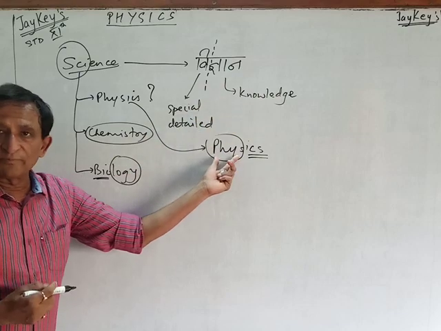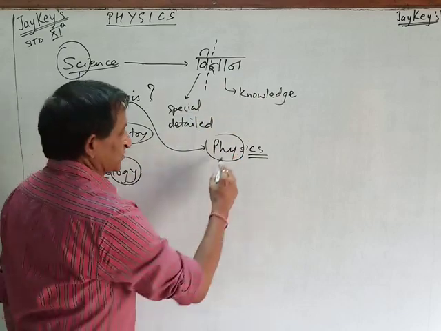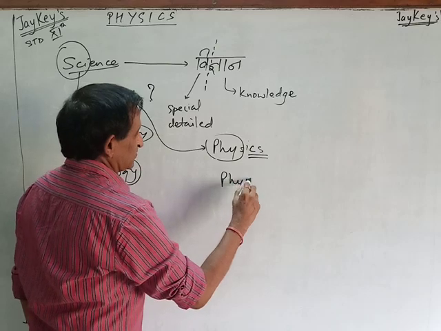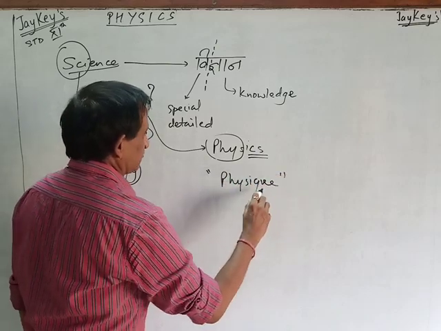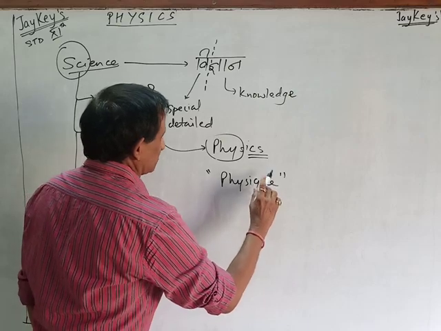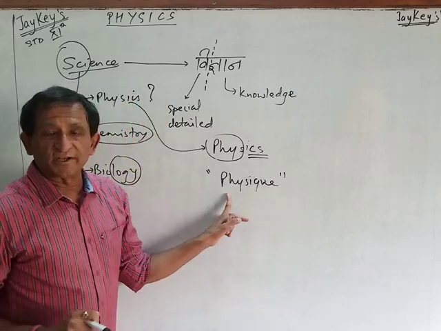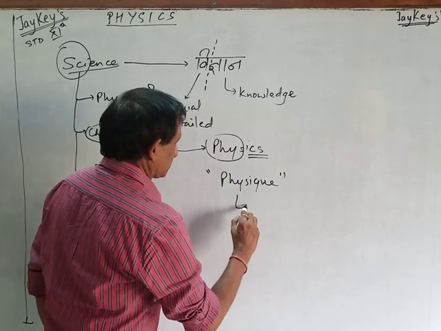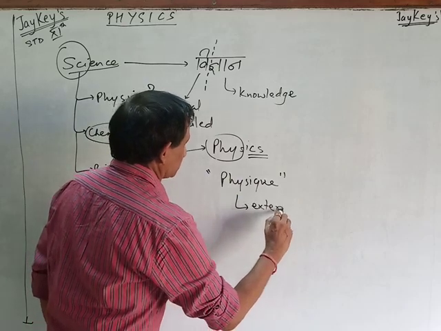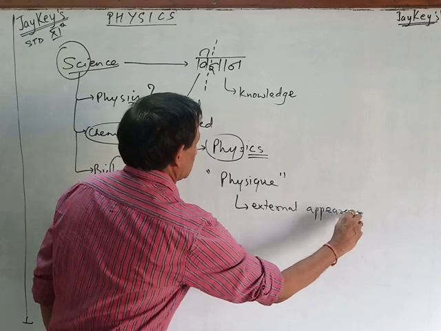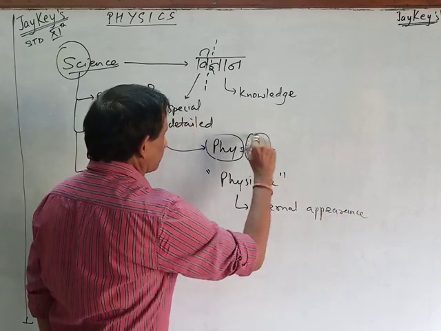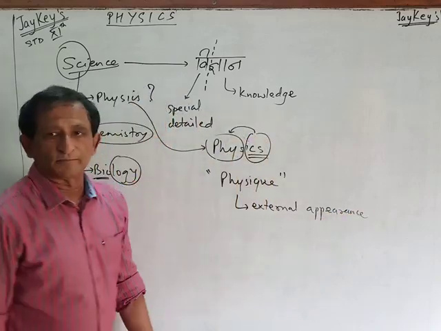What is before it? Now, the word physics is taken from the word physique. A very common word for us, physique. What does physique mean actually? It's a Greek word which indicates external appearance. So here we are going to details of what is seen externally.